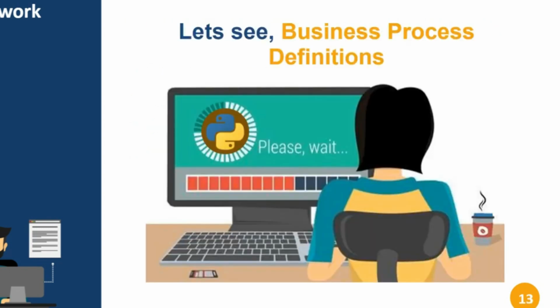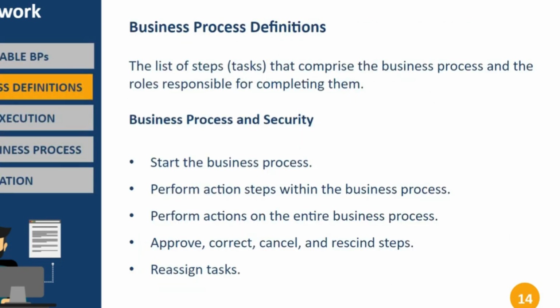Now let's look at how business process definitions work in Workday. Business process definitions consist of the list of steps, or tasks, that make up the process workflow. They also define the roles responsible for completing each step. Users can start processes, perform actions within a process, take actions on the whole process like approve or cancel it, reassign tasks, and correct steps. All of this is controlled by the user's security access.